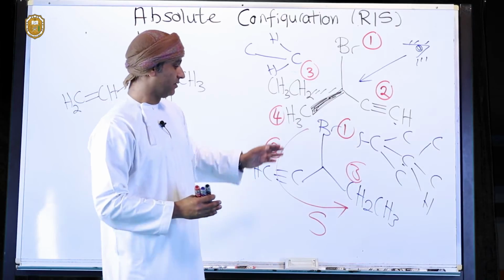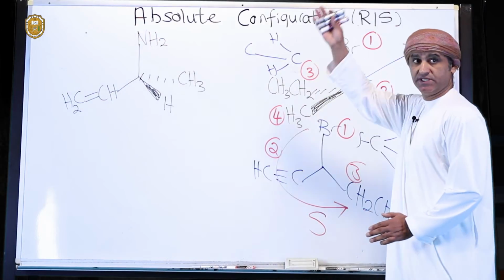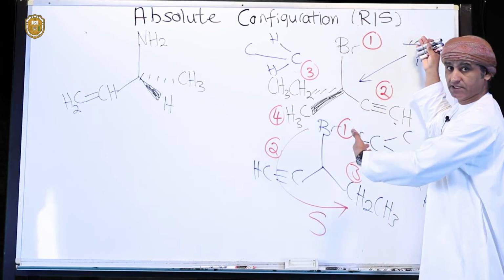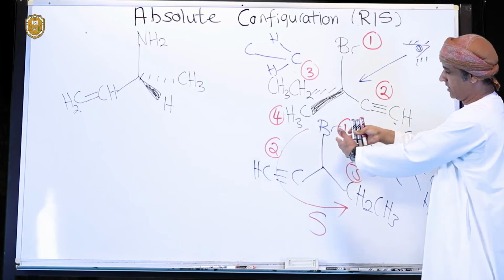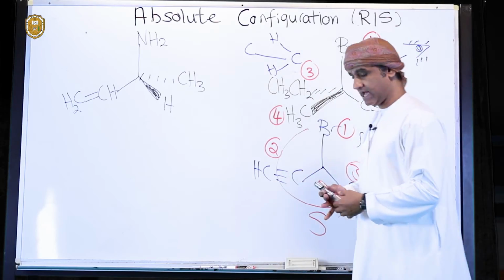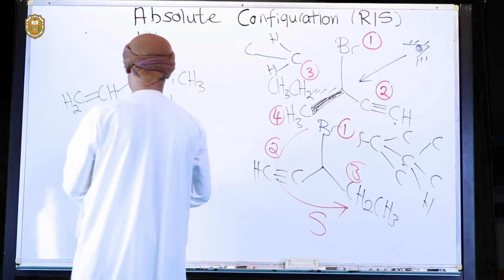If we look from here, we see bromine up, the ethyl group on the right side, and of course the alkyne unit on the left side. We end up with 3 groups, and we check rotation. It's 1, 2, 3, so therefore it's counterclockwise, and therefore it is S.